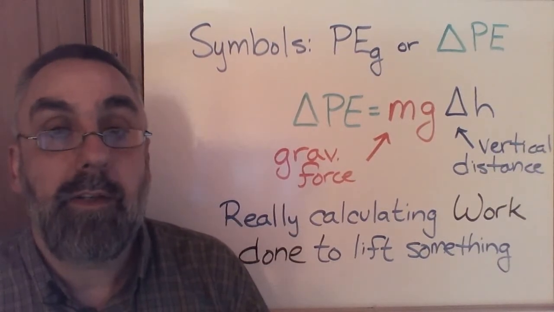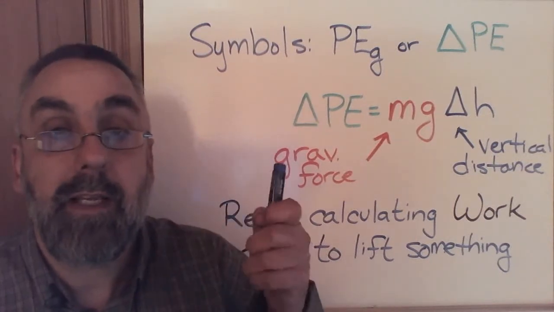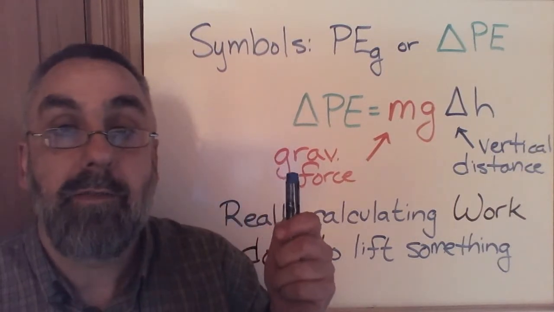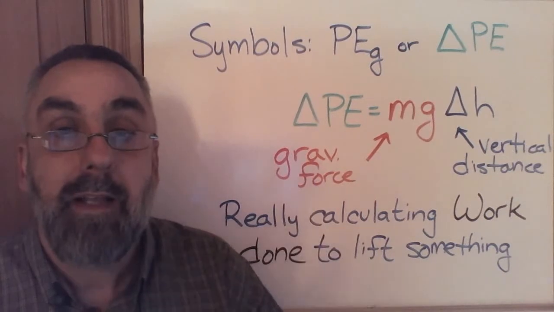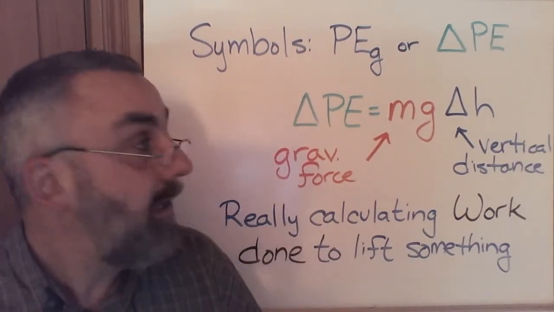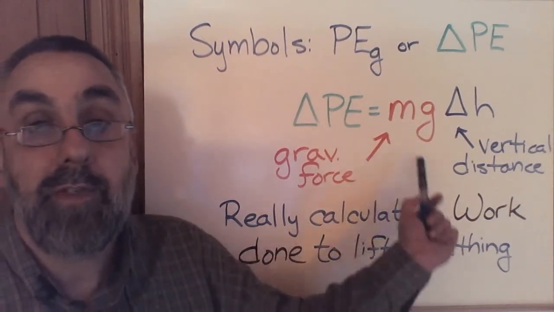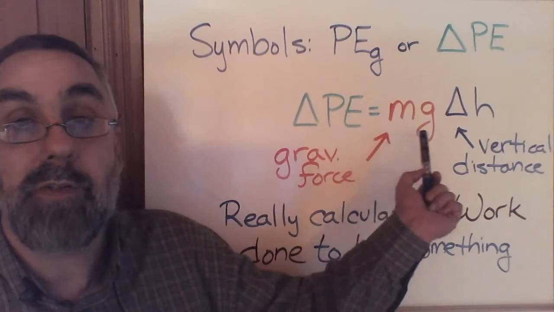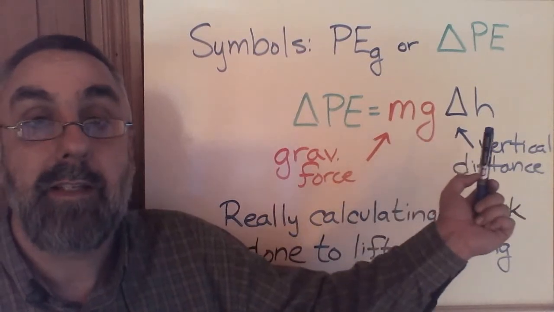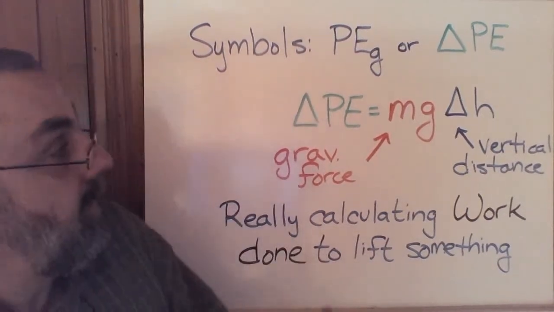Now, the formula for gravitational potential energy is delta PE is the gravitational force multiplied by the vertical distance, so we have mg delta H. And if you take a look at this, we're really calculating the work done in order to lift something. This is the gravitational force right here, mg, and this is the vertical distance, or the distance in the direction of that force.